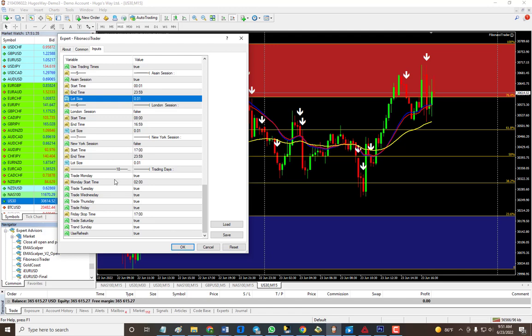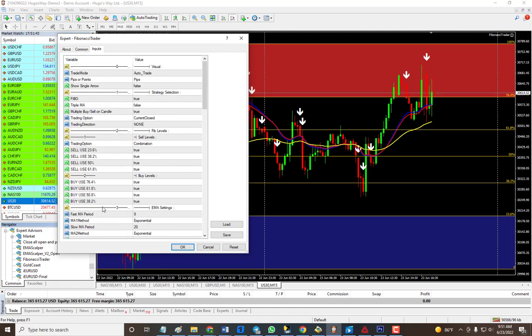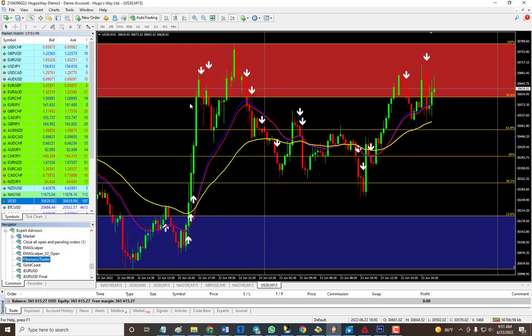And also you can set the start trading time and also the stopping day and the days that you don't want it to trade. And these are the details of the Fibonacci trader. It's a very simple system that uses support and resistance and the Fibonacci levels to generate signals.